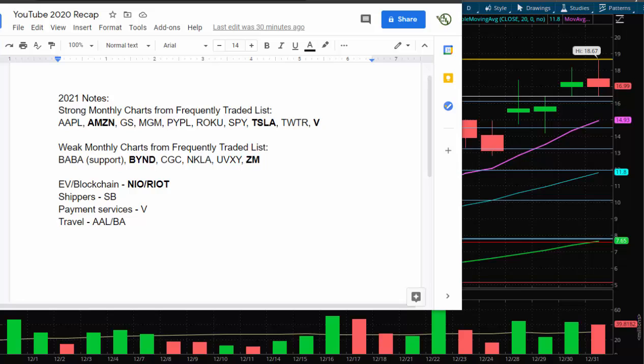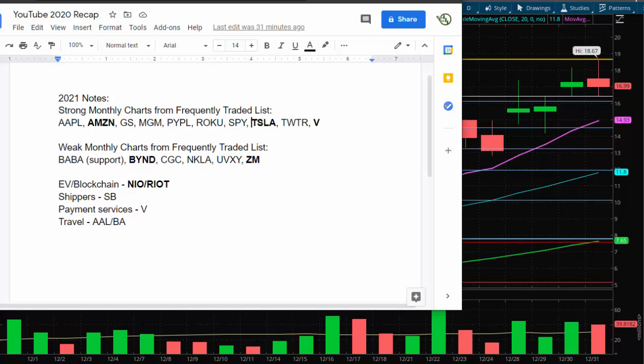Payment services, that's a no-brainer. These are solid companies. And then shippers are a little bit higher risk. My favorite one's SB. That's a Bowser Report stock. But short term, these two and Tesla will be on my list early next week for some day trades. And then we can look at these six on a regular basis for swing trading and investments.